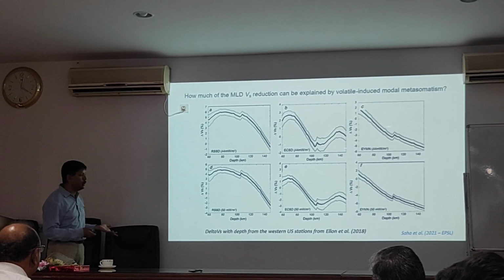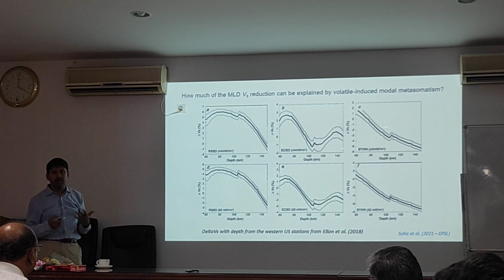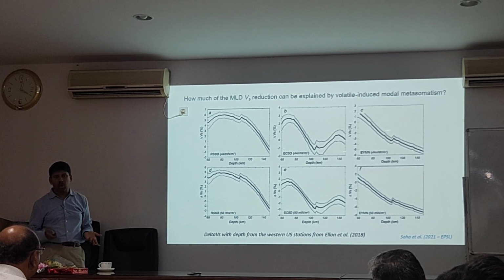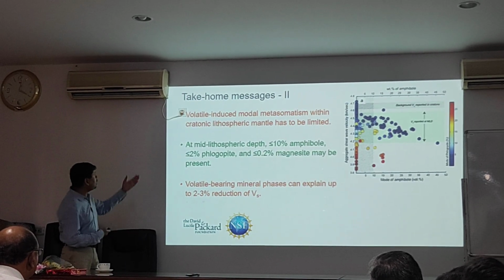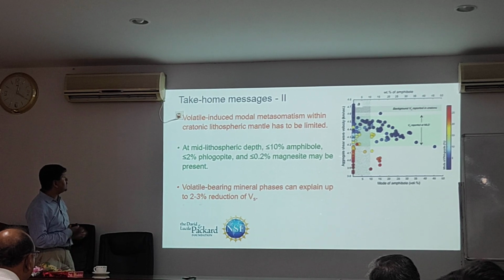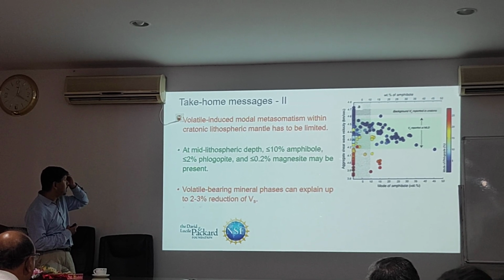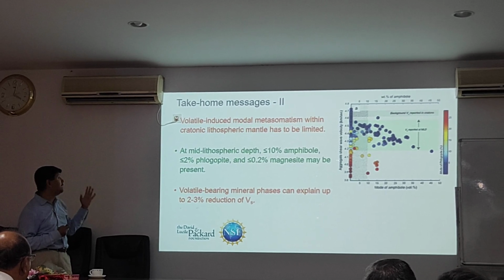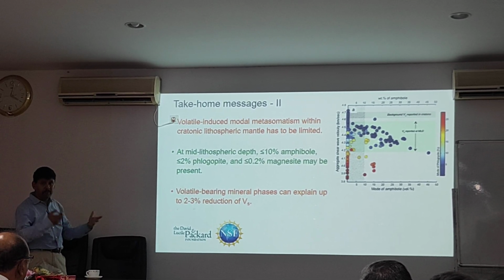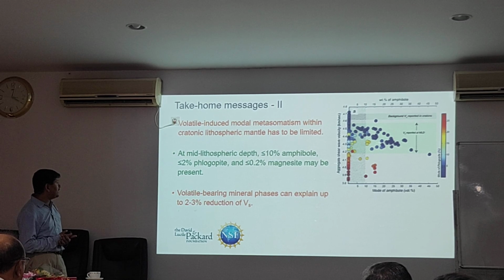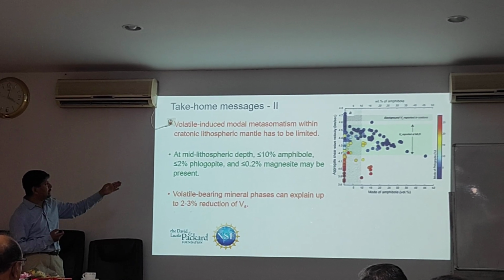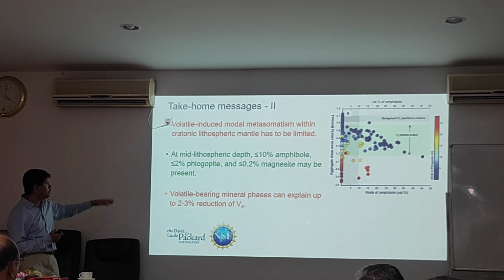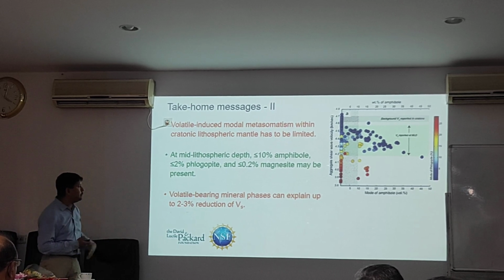And what we ended up concluding is that a fraction of that can be caused by sulfide and amphibole, but not all. So the take-home message from that latter part is that volatile-induced modal metasomatism within cratonic lithospheric mantle can of course happen, but has to be limited in terms of total modal metasomatism that can be affected by that process. So at MLD depth, less than 10% amphibole, less than 2% sulfide, and maybe less than even 0.2% magnesite can be stable.